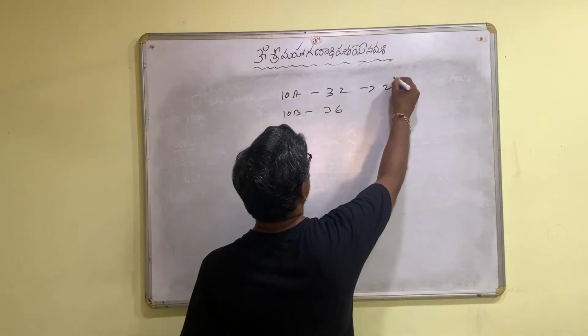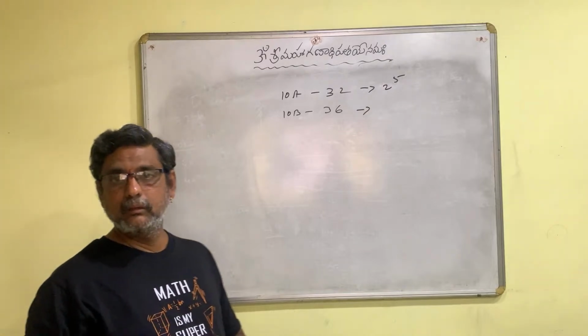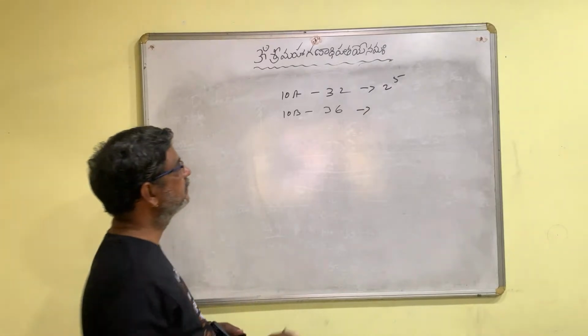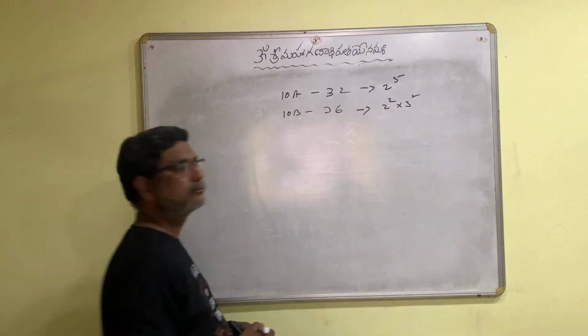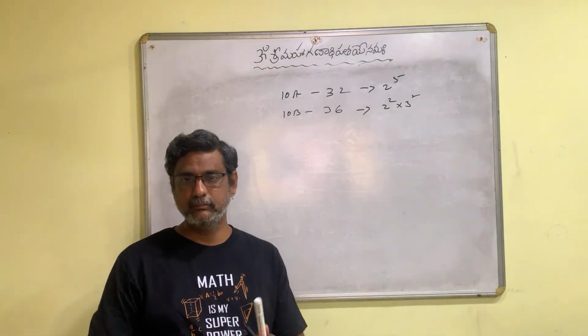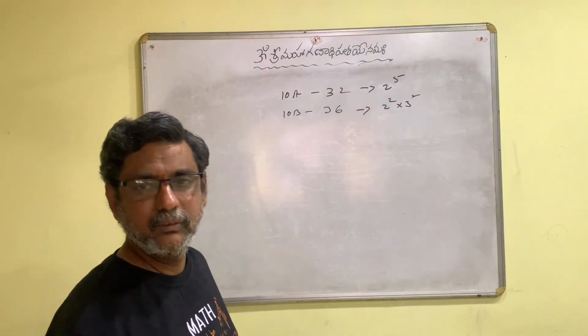32 prime factorization 2 power 5. 36 prime factorization 2 square into 3 square. Now how can we find out the LCM?